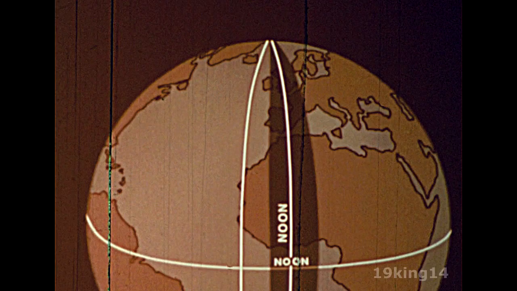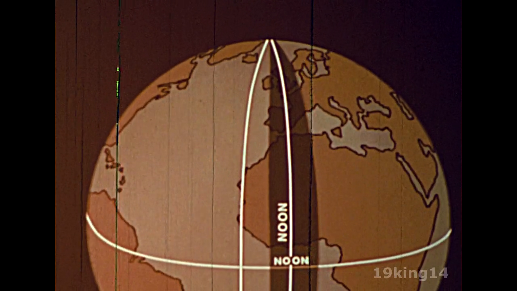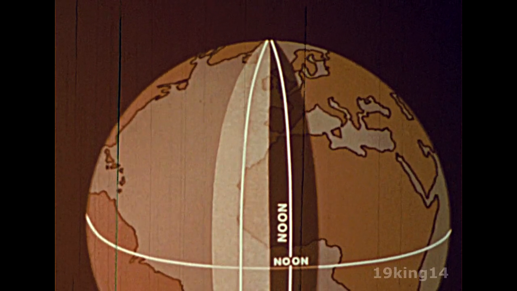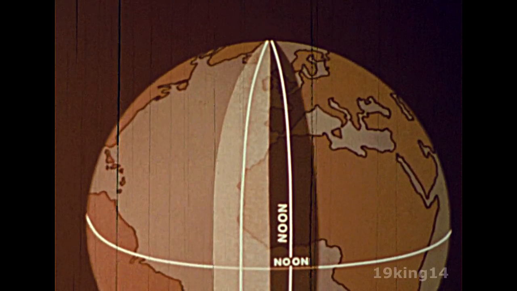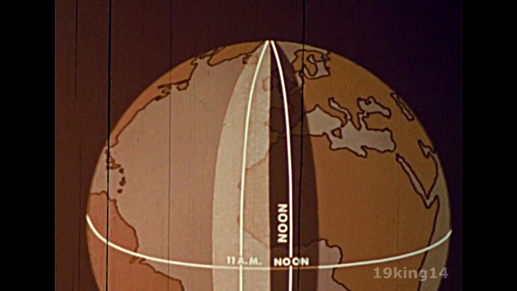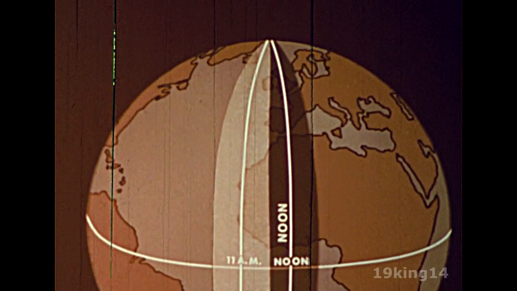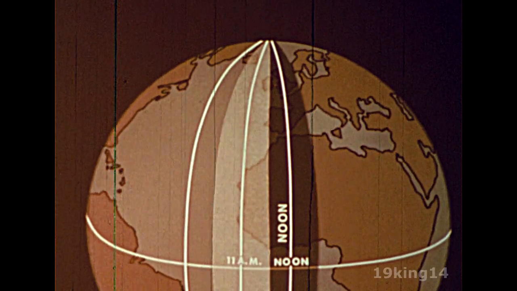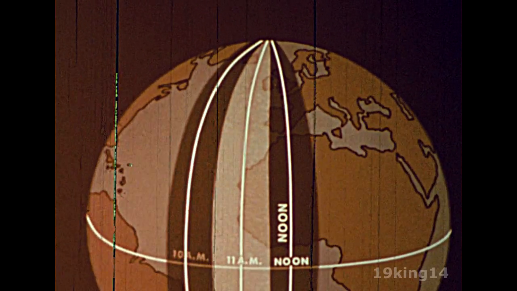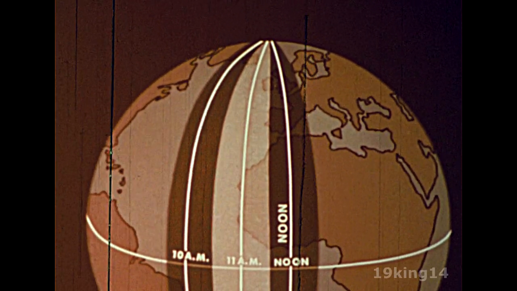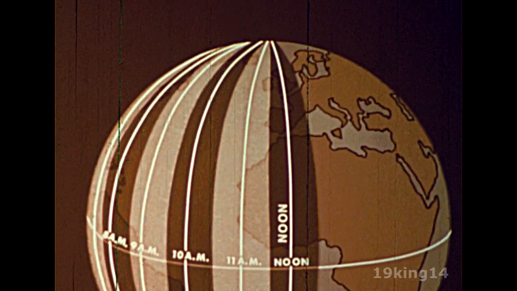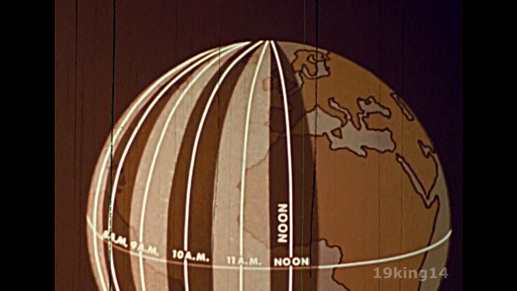The 15th meridian west longitude is the center of the first zone to the west of Greenwich time. When it is noon, Greenwich time, it is 11 a.m. in this zone. Time in the second zone west of Greenwich, the zone including the 30th meridian, is 10 a.m. And so every 15 degrees of west longitude, standard time is earlier by 1 hour.